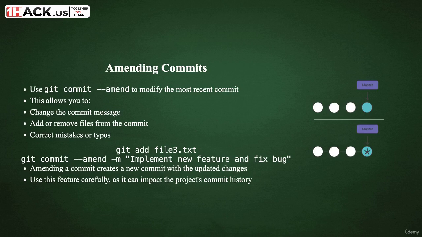This can be a powerful feature, but it's important to use it carefully, as it can impact the project's commit history. For example, let's say you've created a commit, but then you realize you forgot to include a file. You can use git add to stage the file and then run git commit --amend to update the previous commit with the new file. Remember, amending a commit can have consequences, especially if you've already shared the commit with others. Use this feature judiciously and be mindful of its impact on the project's history.